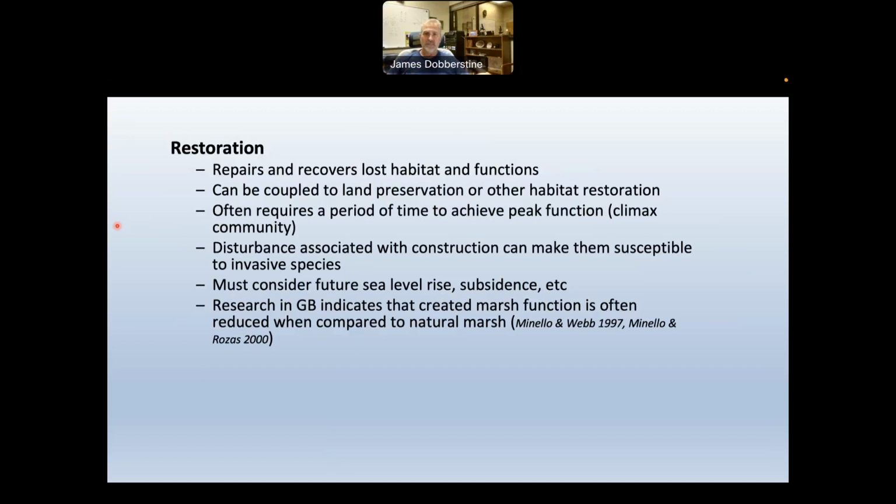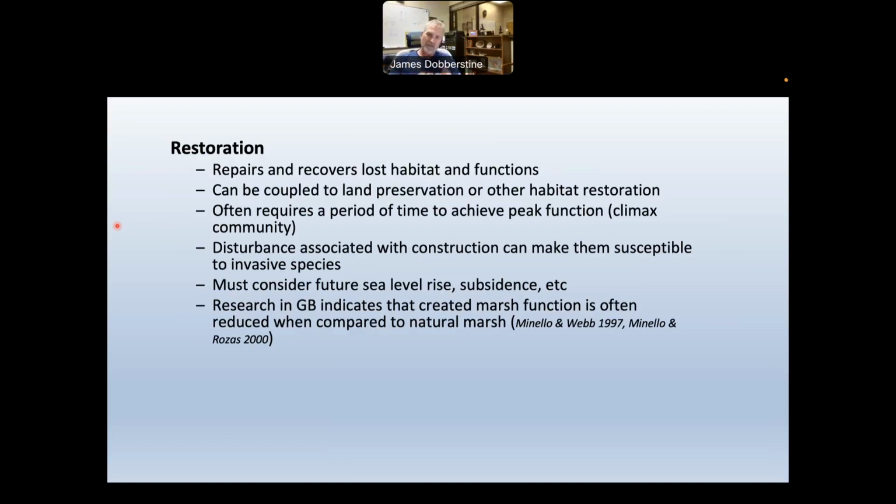You have other species then that are moving into those marshes, and they have their own functions, and so you're building out ecologic niches. So it takes time in order for that to happen, and during that time, disturbance, whether it's from the actual construction or other things that might happen. So that might be storms, it might be unintended events of any nature. That can make them susceptible to all kinds of losses.